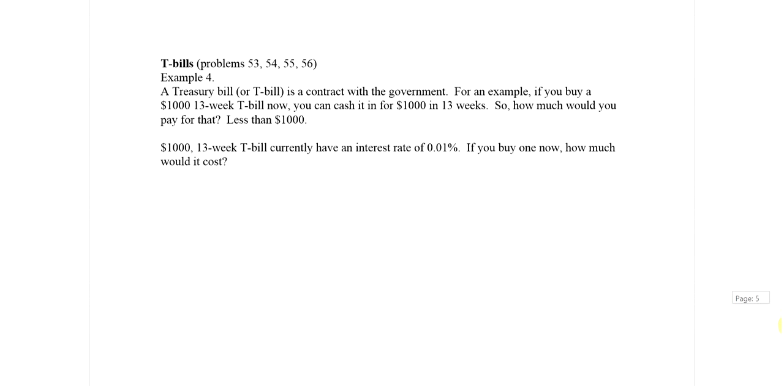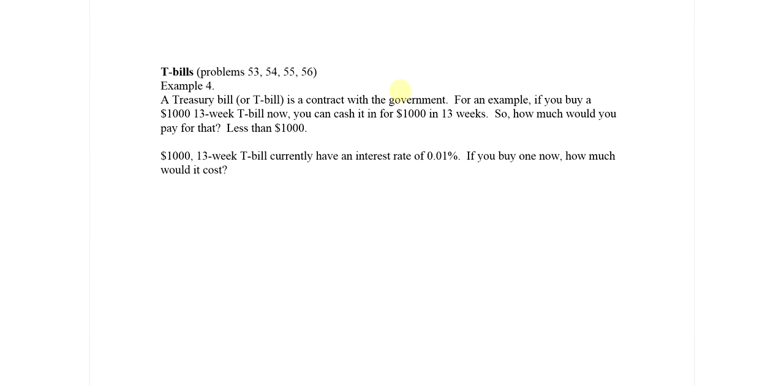Okay, finally, T-bills. And what's a T-bill? T-bills are interesting things. This is a contract with the government. If you buy a $1,000 13-week T-bill now, you cash it in for $1,000 in 13 weeks. These things are sold at auction, and they're promises by the government that they'll pay you back this much money in 13 weeks. And there's various lengths of time you can buy them for.